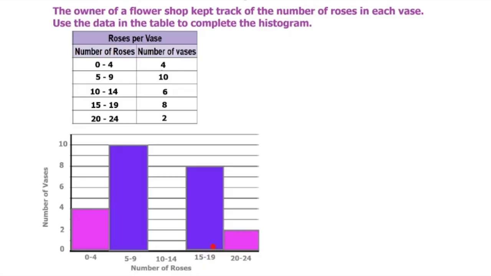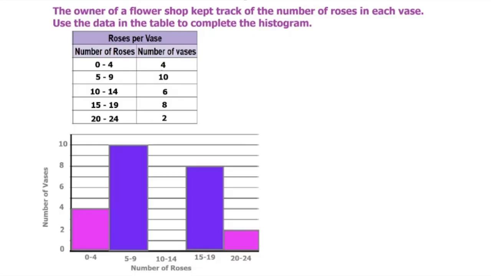On the x-axis usually it has a range of numbers. And so we have the number of vases here is 4, and the range of number of roses in 4 of the vases is 0 to 4. And then in 10 vases, we see that the range of roses is 5 to 9, and so on. So now we just need to complete this histogram.